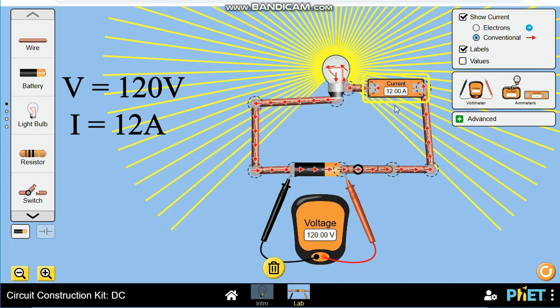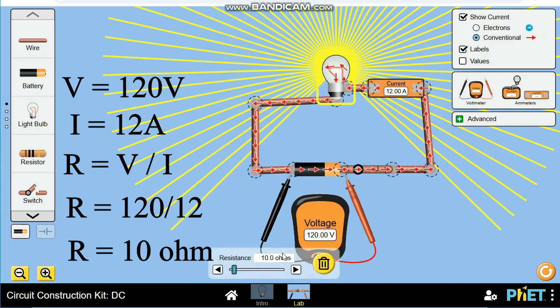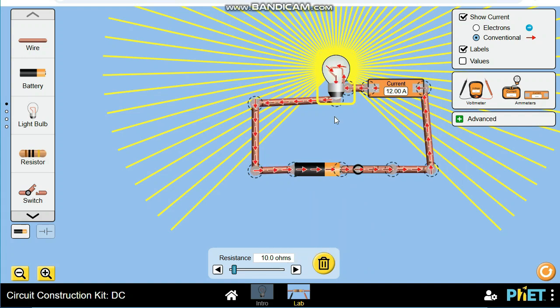Now if we divide the potential difference by the current, that is 120 volt divided by 12 ampere, the resistance of the bulb is again 10 ohm. Now let us check our answer by clicking on the bulb. Here you can clearly see that the resistance of the bulb is again 10 ohm, which satisfies the condition, that is, the ratio of the potential difference to the amount of the current is always constant.